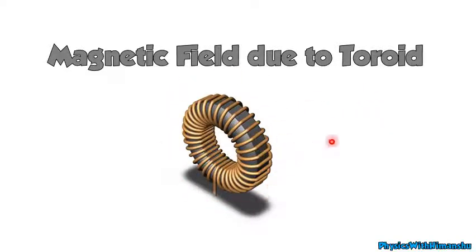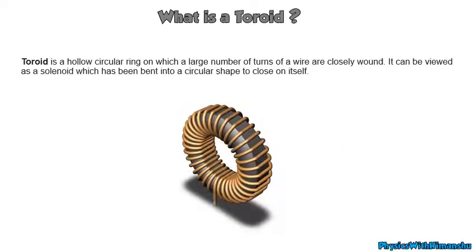Okay, so let's discuss first the definition of toroid. So what is a toroid? A toroid is a hollow circular ring on which a large number of turns of a wire are closely wound. As you can see in the figure, it can be viewed as a solenoid which has been bent into a circular shape to close on itself.